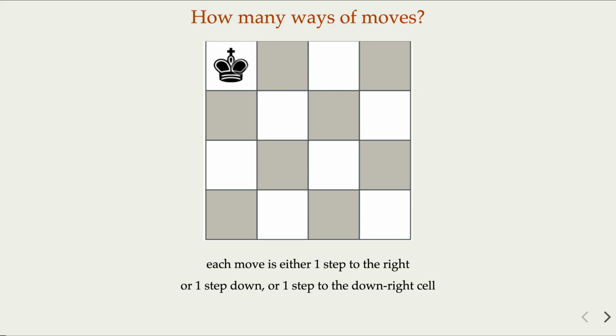I have a king piece in this 4x4 chessboard. Now the king could move one step at a time. It could either move to the right, go down, or go down and right one step at a time. Now the question is, how many ways can it move from the top cell to the bottom right cell here?